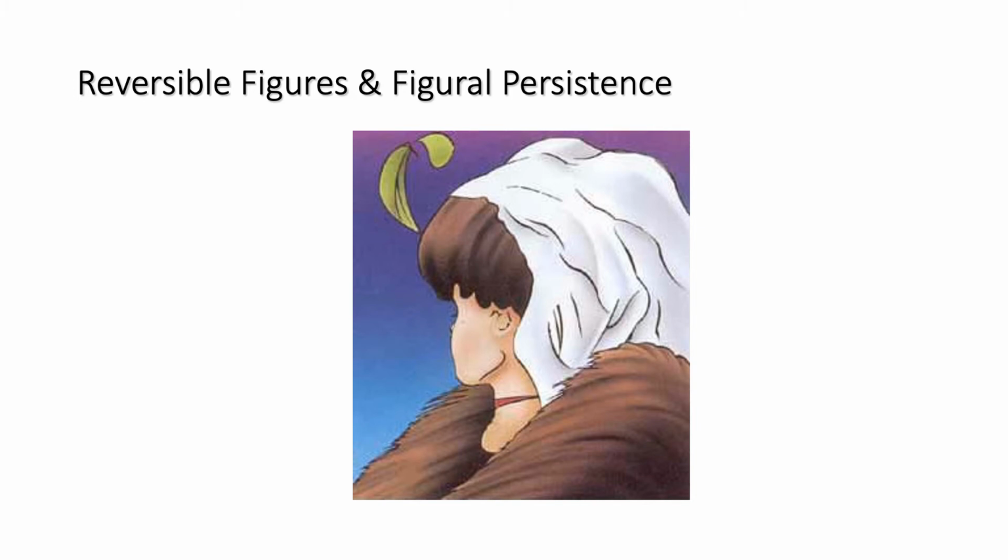Here's another well-known reversible figure. When you look at this photograph, it's not actually a photograph. If you look at the picture, you can see either an ugly old hag or an attractive young woman, depending upon how you structure your perception. Now, this one is going to be harder for you to see the other way around.